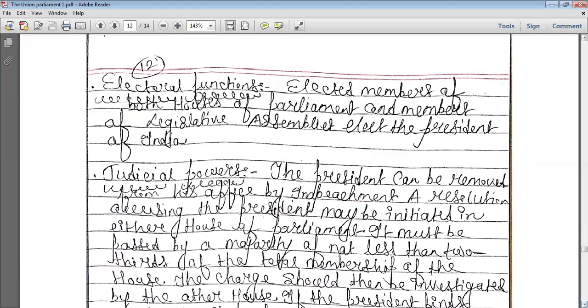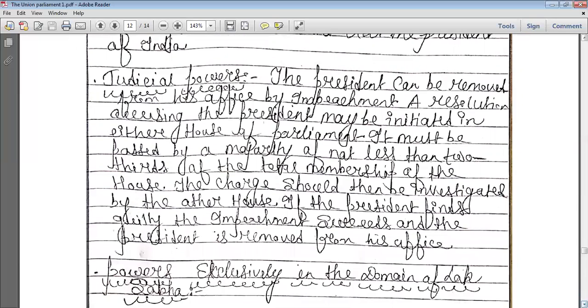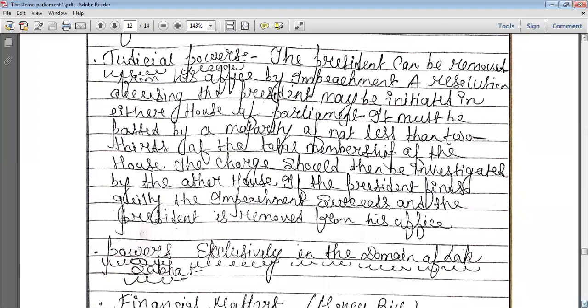I've already discussed the election of the speaker, the election of the president, and the election of the members of the Lok Sabha. So this is normal. Okay. Next is judicial power. Very important. Judicial power means the way of removing the president, vice president, and minister is the same for everybody.